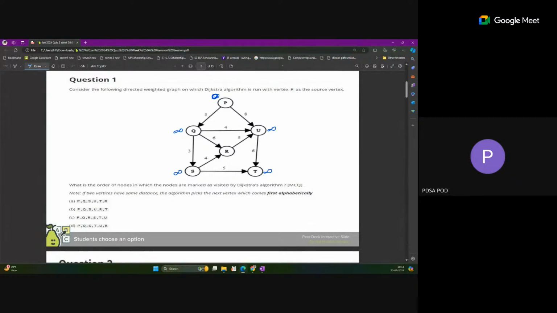The visited dictionary tracks how many total vertices we have. We have a total of 6 vertices: 1, 2, 3, 4, 5, 6, here. P, Q, R, S, T, U. Initially all are false.